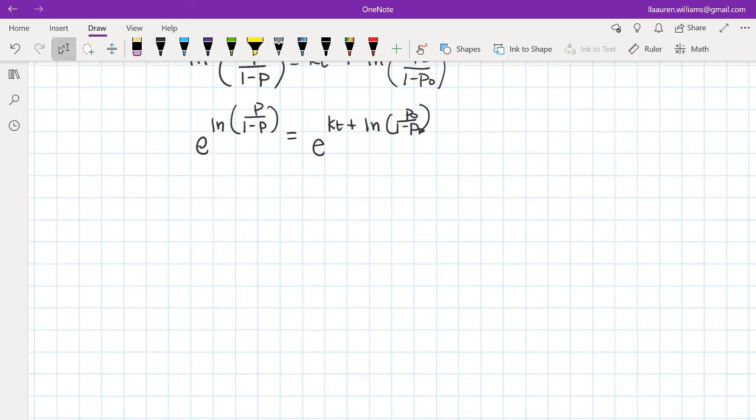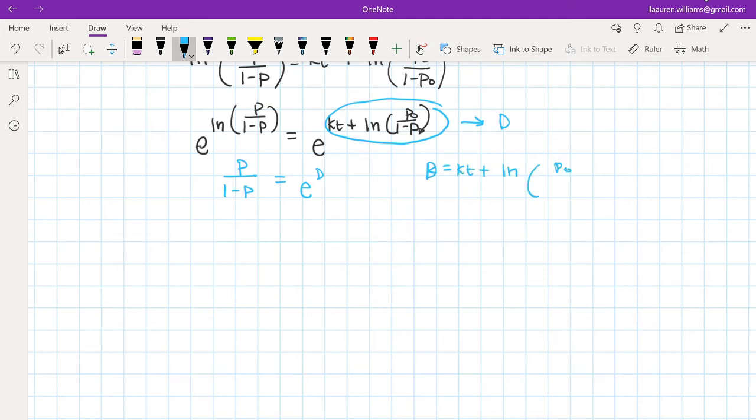e to the ln of something becomes just the something. So that will be p over 1 minus p is equal to, and we're going to call all this just a variable just so it's easier for us to see. So we're just going to call that d. So that'll be e to the d, where d is equal to kt plus ln of p naught over 1 minus p naught.